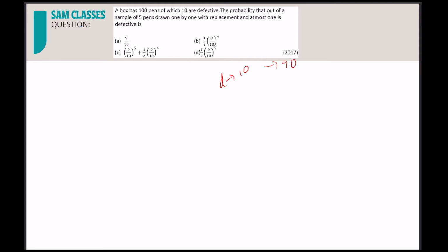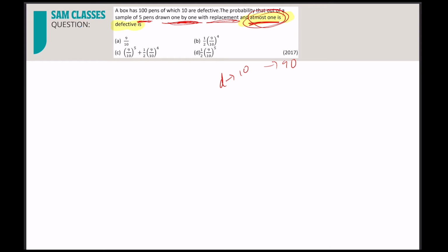Now, what is the probability? See, you don't have to do all that. What is the probability that out of a sample of 5 pens, drawn one by one, very important, with replacement, so whatever you're drawing, you're replacing it back, at most one is defective. This is the main concept by which you can directly get the answer. What do you mean by at most one? Let's say you don't have the time, or you don't understand the whole process, or don't remember how to solve it.